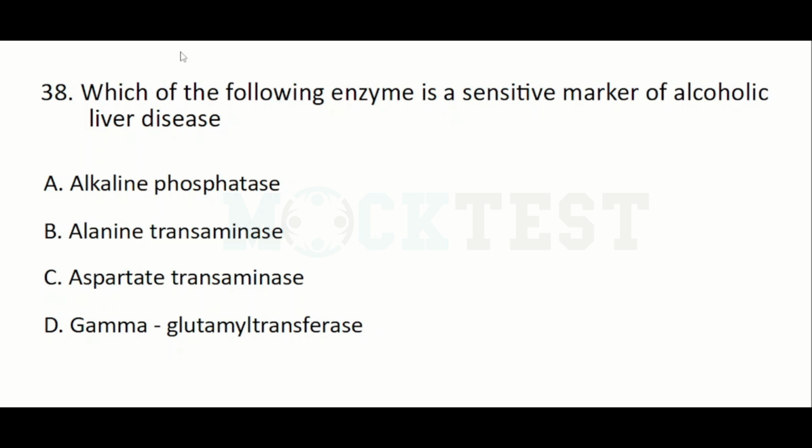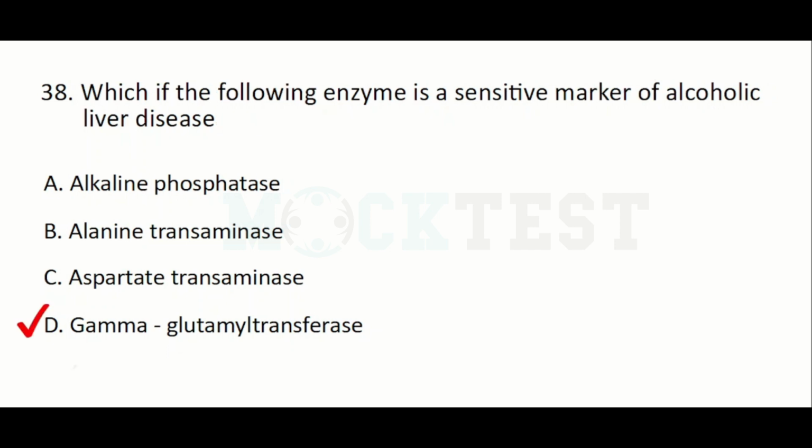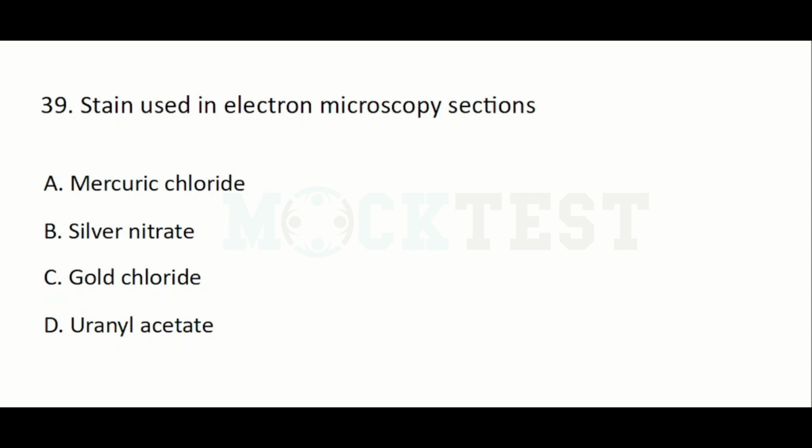Next, which of the following enzyme is a sensitive marker of alcoholic liver disease? Option A, alkaline phosphatase. Option B, alanine transaminase. Option C, aspartate transaminase. Option D, gamma glutamyl transferase. The answer is gamma glutamyl transferase.